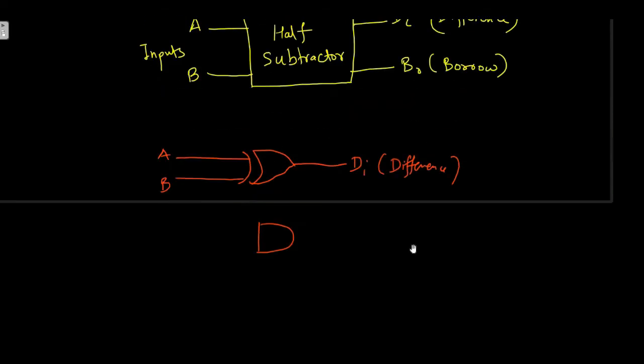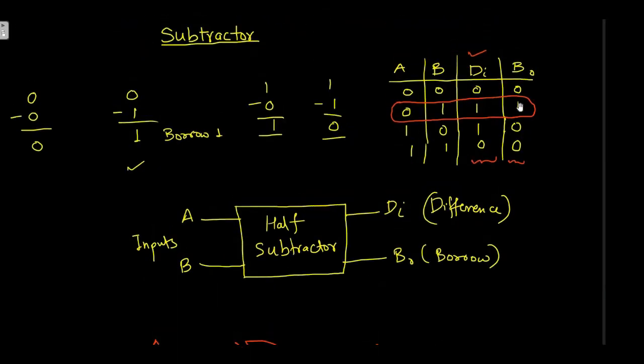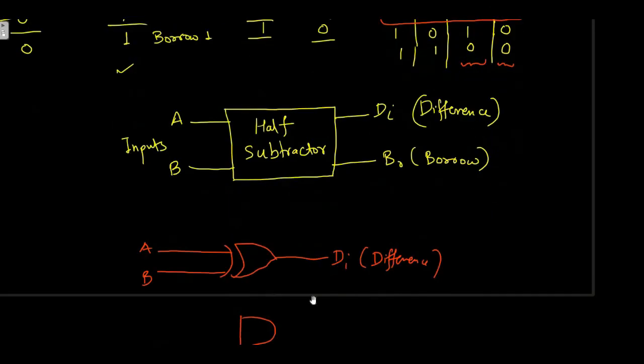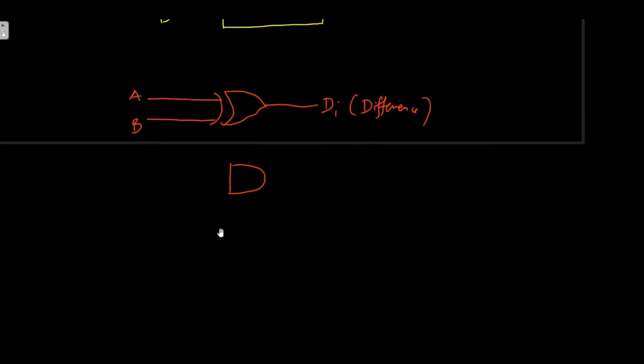As we have seen, for borrow with A, B, the output is 0 1 0 0. So we can use A bar and B. So this is a borrow output. So this is a logic circuit of half subtractor.